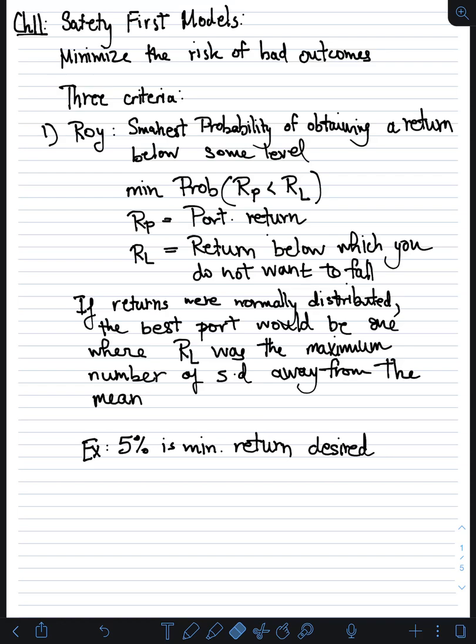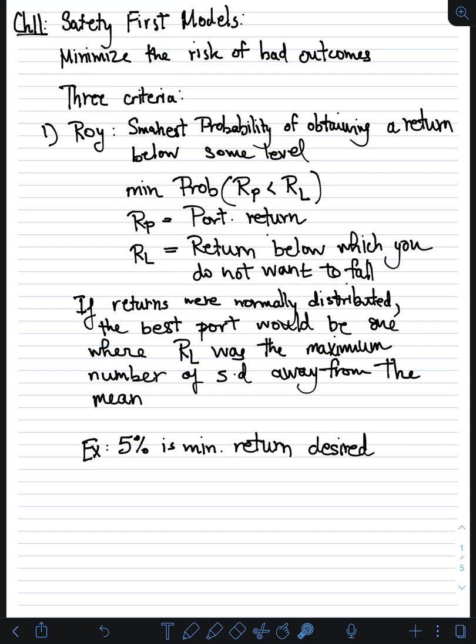Okay, so the criteria will talk about how investors go about doing that, and the first one is Roy's criteria. Roy's criteria basically is talking about trying to minimize the probability of obtaining a return below some level. Symbolically, it looks like this: trying to minimize the probability that our portfolio return falls below some minimum level that we've picked. Let's call that RL. RL would be that return below which you do not want to fall. If it does, we want to choose the portfolio that has the lowest probability of doing so.